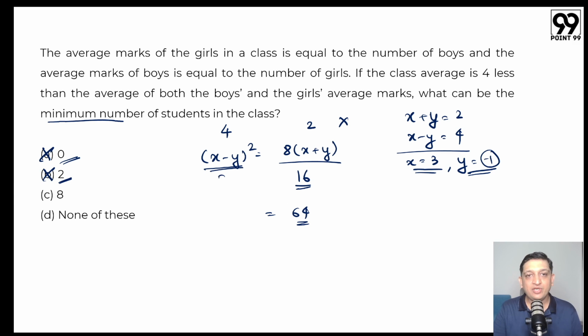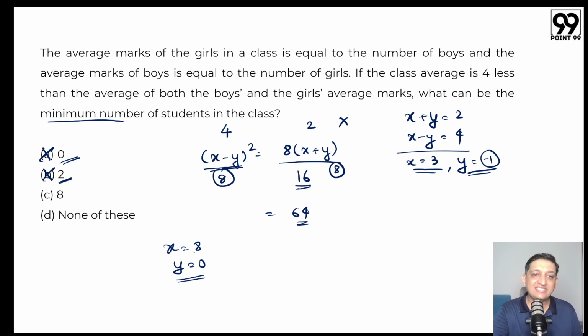In this case, I am going to get x minus y equals 8 and x plus y equals 8. If I am getting x plus y equals 8 and x minus y equals 8, I am able to say that the value of x will be equal to 8 and the value of y will be equal to 0. But what will happen in this particular case?